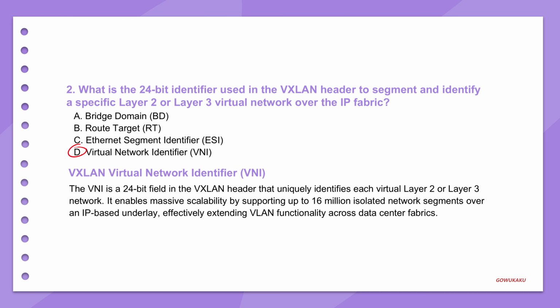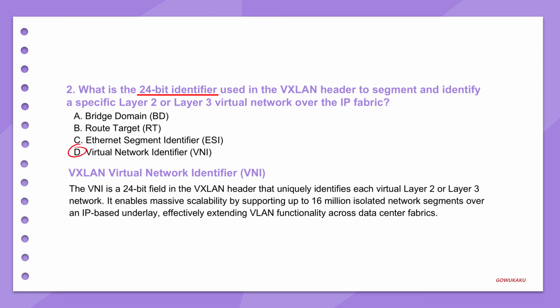physical IP fabric. I remember the old days being stuck with VLANs and that 4,000-odd limit. Yeah, the 4K limit was a major bottleneck. The VNI fundamentally solves that scaling problem. It's a 24-bit identifier within the VXLAN header. 24 bits. That's a lot more. It's huge. Over 16 million potential segments. Compare that to the 4,096 VLANs.